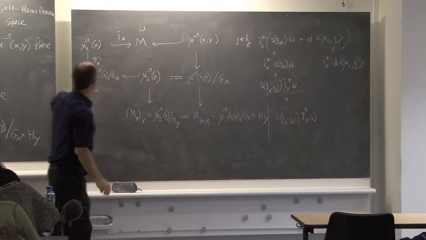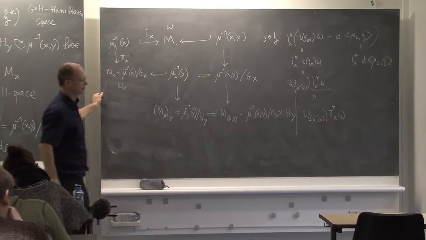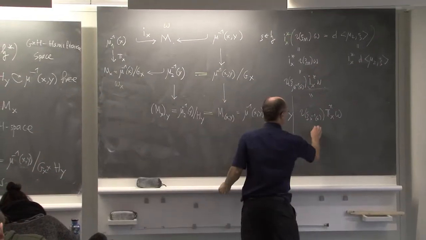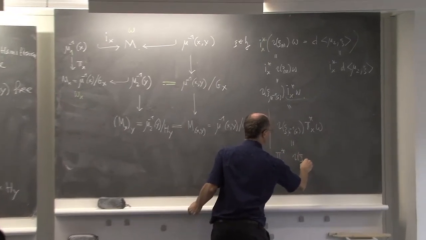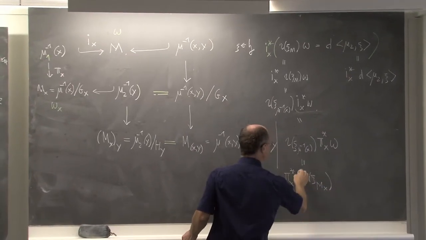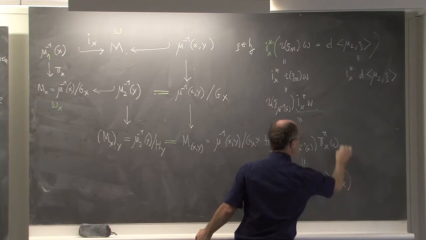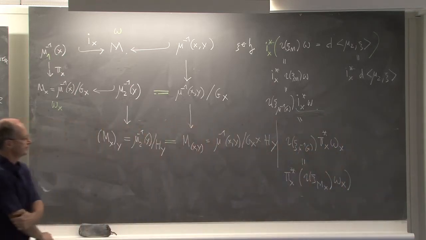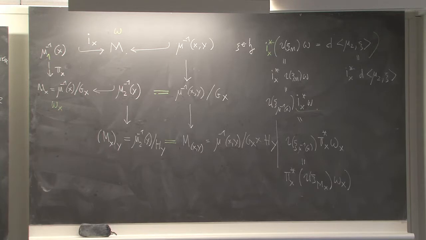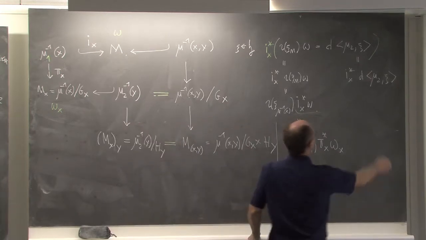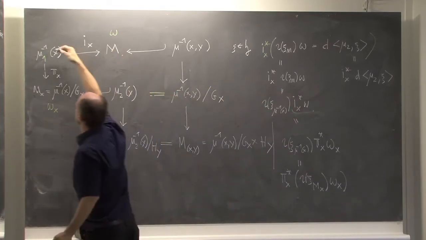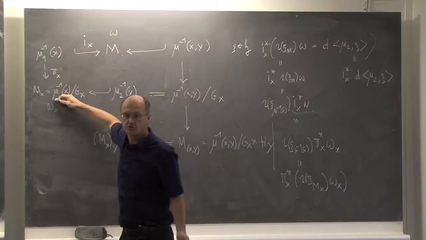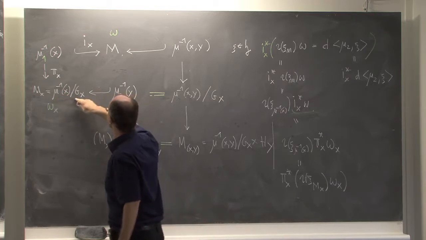But now we know that the action even descends to the quotient. So this means that we can rewrite it again, pi x star iota xi mx omega x. Right? Now what about this guy? So we also said that mu2 restricts here and descends to mx. And we call this guy mu2 again.